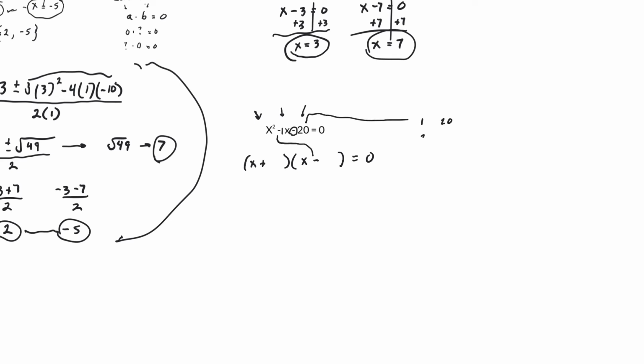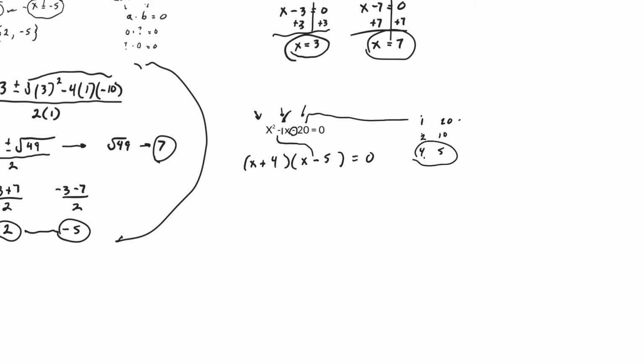1 and 20, 2 and 10. There is no 3, 4 and 5, and then they start reversing, so we're done. We need two numbers that are going to equal negative 1. Don't forget, that's a negative 1. So the only thing that's going to get me close to negative 1 is going to be the 4 and the 5. So that takes care of that.